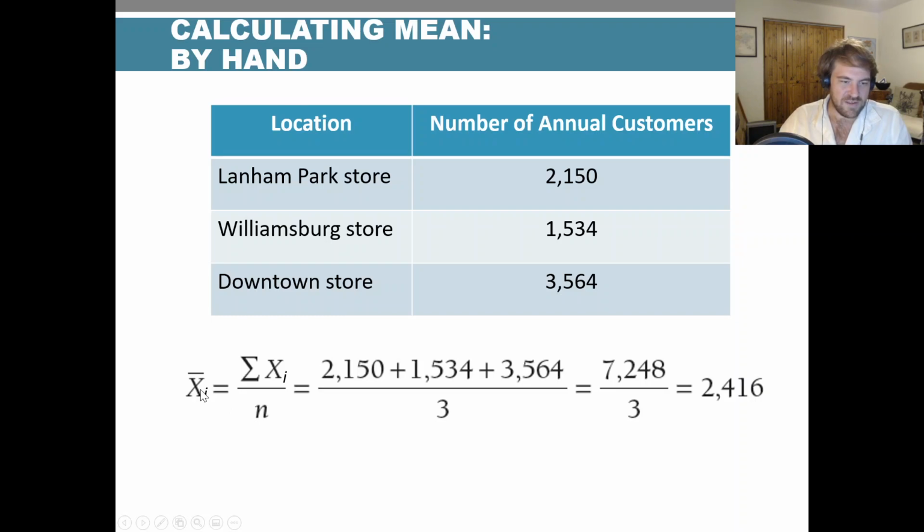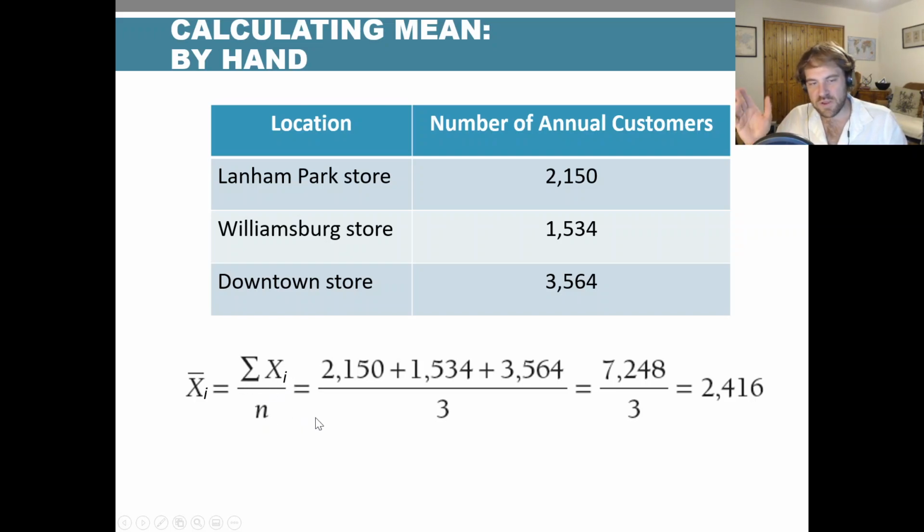So what we're going to do is look at our formula here. We've got the x bar. That shouldn't have an i next to it. I was confused when I put that down. It should just be x bar equals the sum of all of the x sub i's over n.